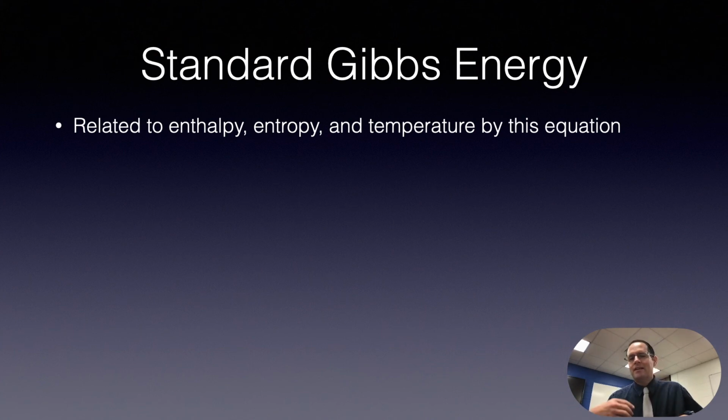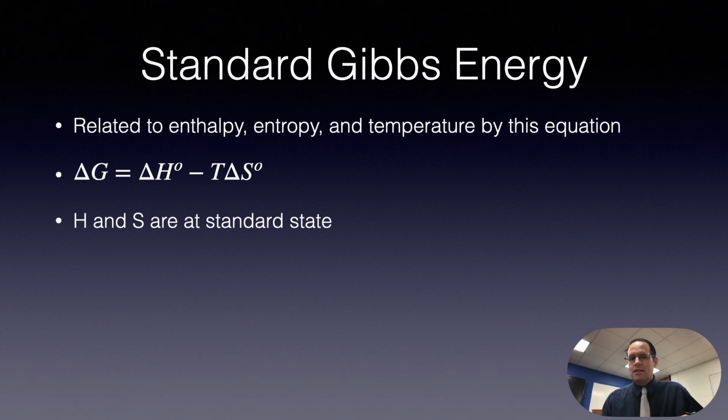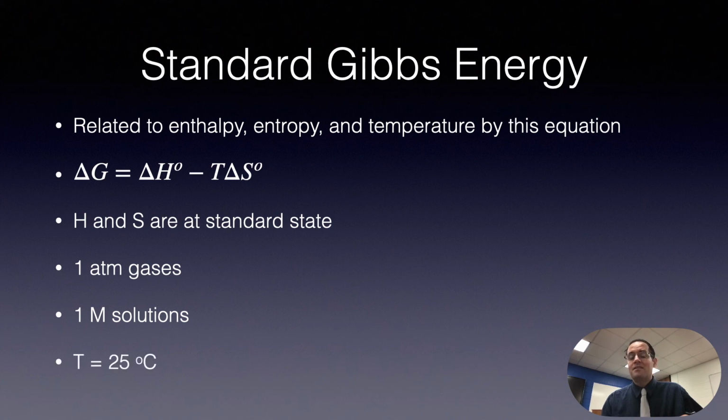We know that it relates enthalpy, entropy, and temperature to the free energy change for the chemical reaction. And normally we calculate the enthalpy and the entropy at standard states. So that's why we have the little circles there, right? Standard state means 1 atmosphere whenever you're dealing with gases. It means that you have 1 molar solution whenever you're dealing with solutes. And it means that the temperature is 25 degrees Celsius.